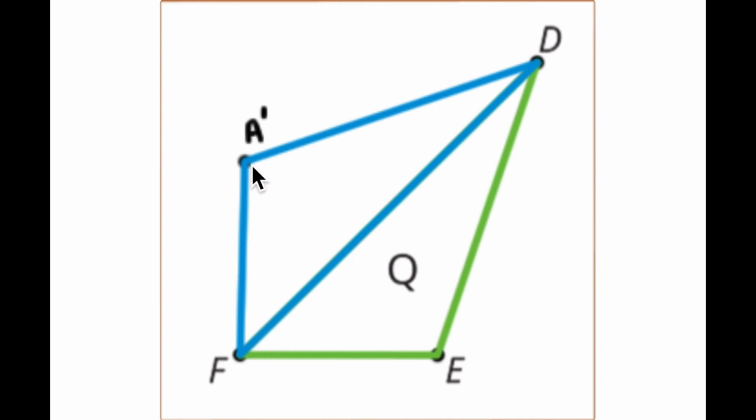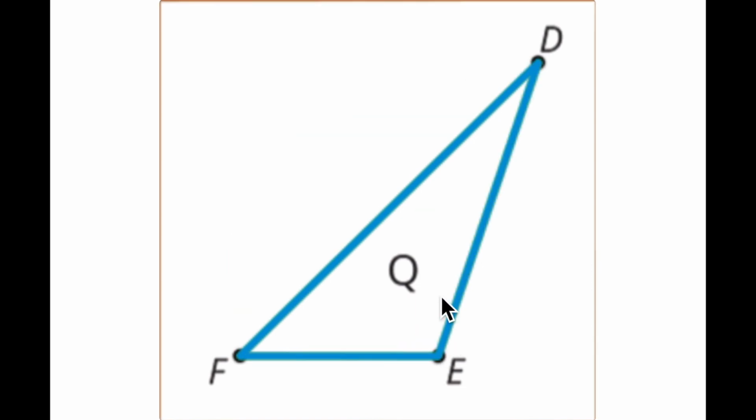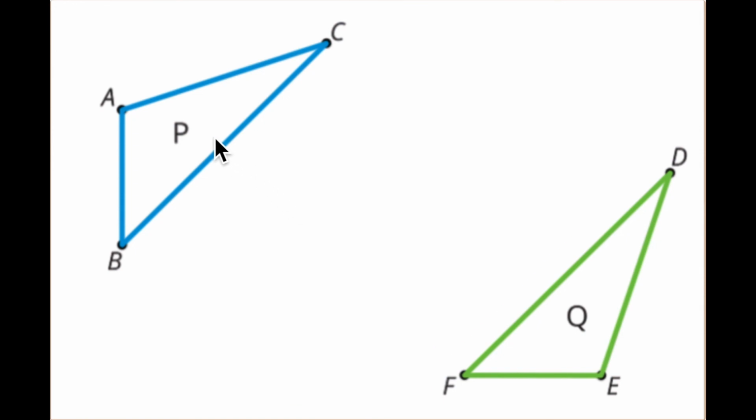So I'm going to reflect this triangle over this line of reflection, FD. That means I'm going to move this point in a 90-degree angle, so perpendicular to line segment FD, and an equal distance from this line of reflection, so it lands on E. So 90 degrees and an equal distance. So A prime goes to E, and this is the transformed image of figure P. And that's a sequence of transformations. So P was translated and then reflected to get to Q.